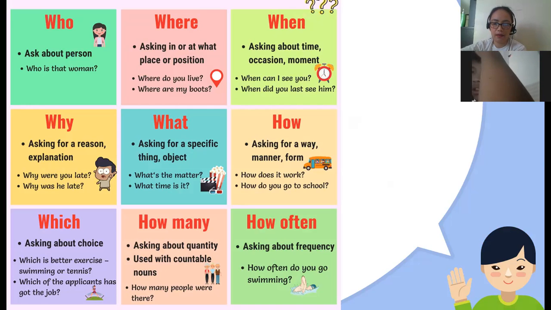Again. Asking for a reason, explanation. Asking for a specific object. Asking about choice. Use countable nouns. Asking about frequency. Okay. Next.